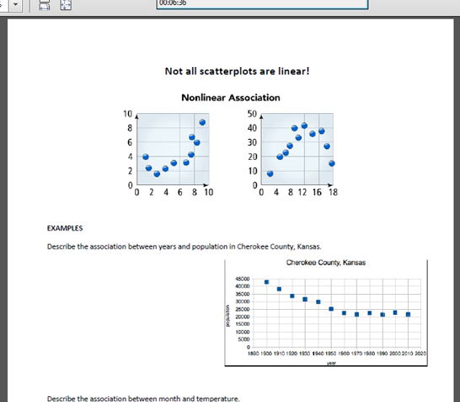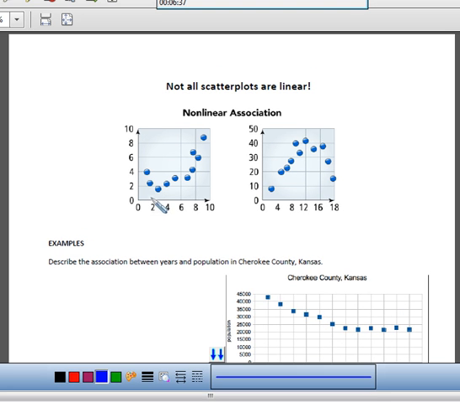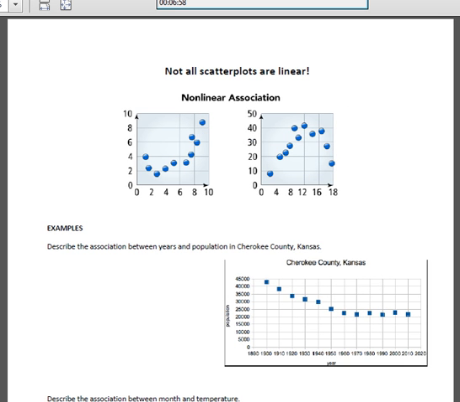So when you look, some of you might be thinking, well, this is linear, it goes through here. Not exactly. It almost looks like it hooks up. And this one kind of looks like it bends down. So these are not truly linear, but they are grouped together. There's somewhat of a pattern. So you could say that there is an association.